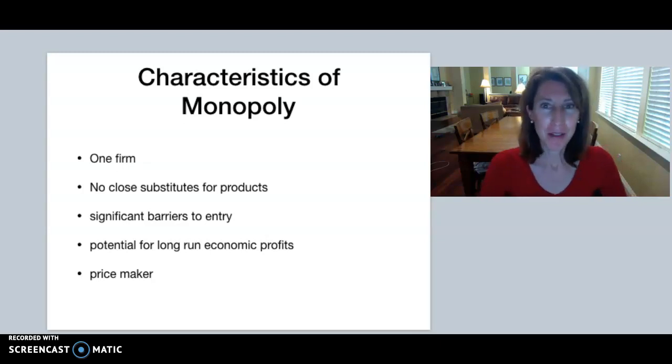Maybe you've heard a lot about this. It's in the news quite a bit. Is Facebook a monopoly? Is Amazon a monopoly? All those things are being debated, and you'll have a chance in the discussions to voice your opinion about those. I look forward to reading it.